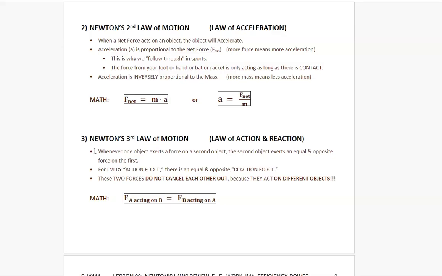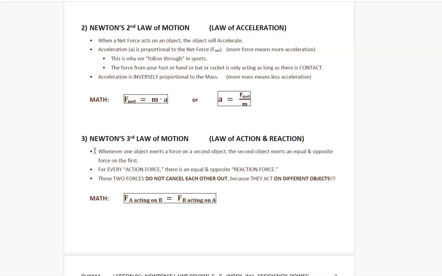Now, how much it accelerates is described by the formulas below. These two formulas, net force equals mass times acceleration, or acceleration equals net force divided by mass, are the exact same formula, just rearranged in two different ways to make it easier to see the relationships between these three different variables. All right, so acceleration a is proportional to the net force on an object.